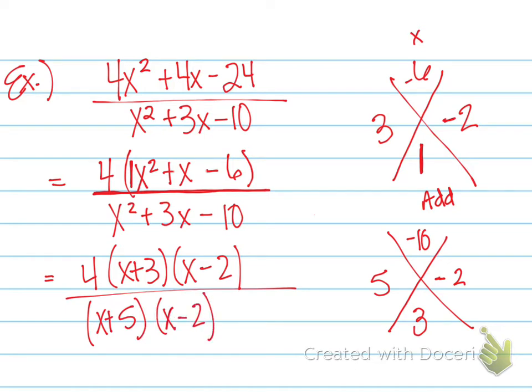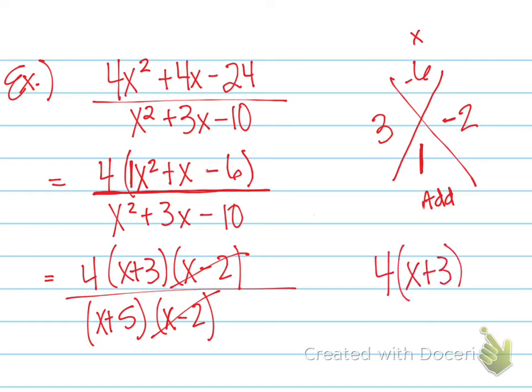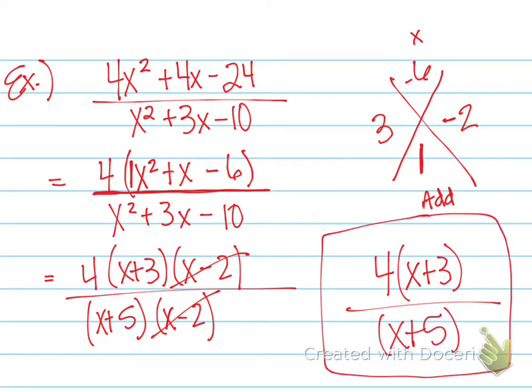Now, last step every single time is to cross out. What do you have in common on the top and the bottom? X minus 2. So, my answer here is 4 times x plus 3 over x plus 5. Okay, so that was how to simplify.